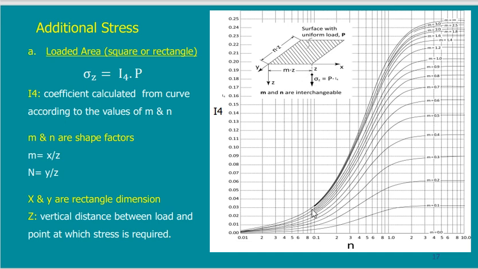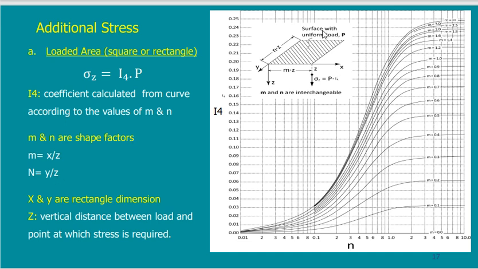I can use this chart. I have here two factors, I4 and N. I calculate I4 and N. Let's see what is I4 and let's see what is N. We have N and we have M. N and M, these are shape factors. M is X divided by Z. N is Y divided by Z.